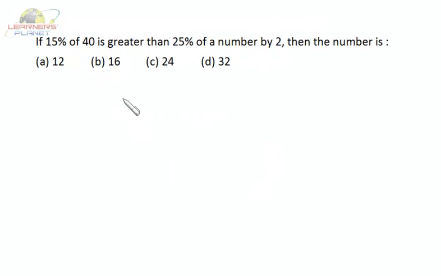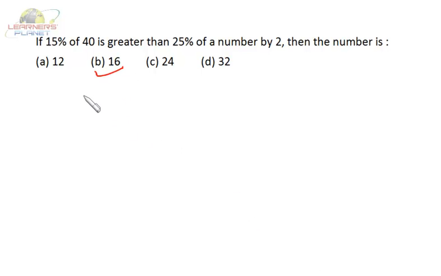Now in this problem, if 15% of 40 is greater than 25% of a number by 2. 15% of 40 is what, friends? It will be 6. Okay, 6 is more than 25% of a number by 2. That means precisely we are looking for 25% of a number to be equal to 4. So which number's 25% is 4? That is 16. Isn't it?